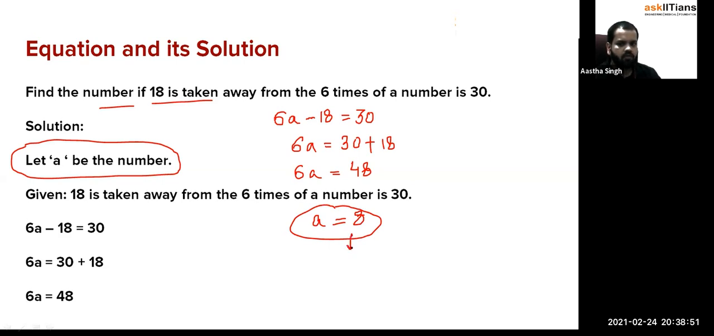Let's go in reverse to check the answer, right? If 8 is the number, then what will be 6 times that number? 6 times that number will be equal to 48. And what if you have taken 18 from your 48? That will be equal to 30. I think the point is very much clear to you all, right?